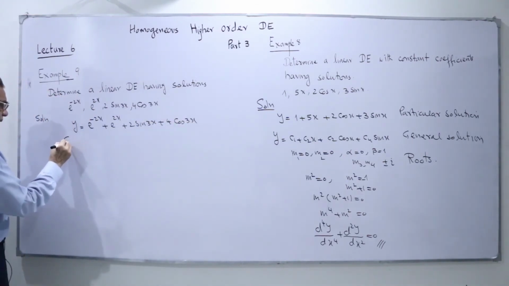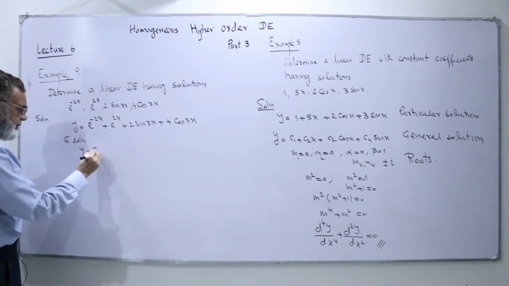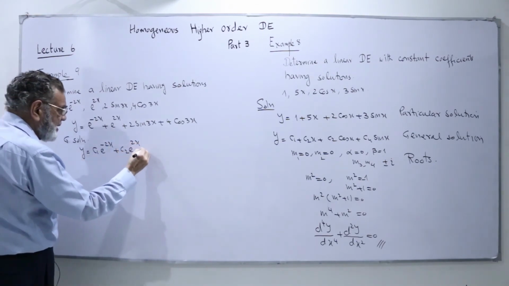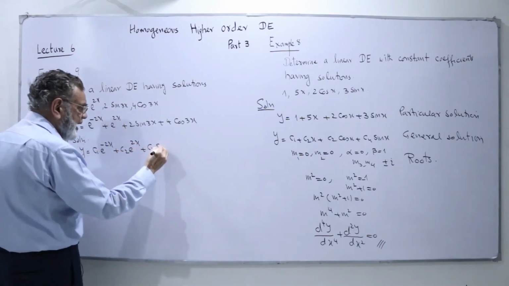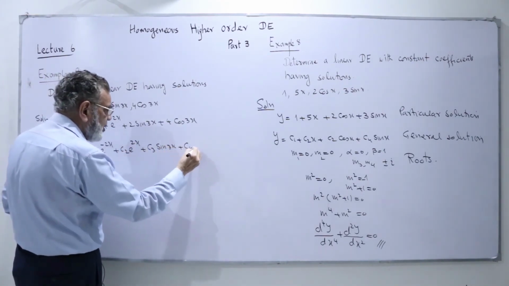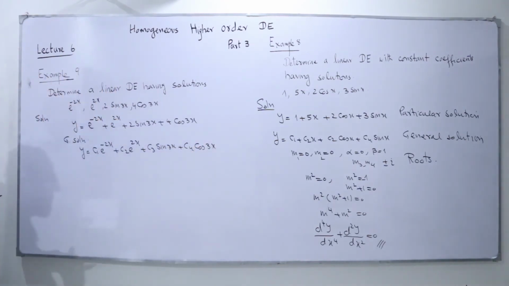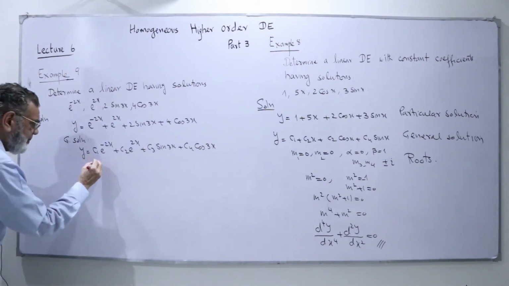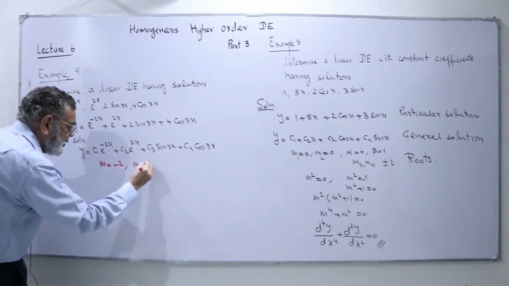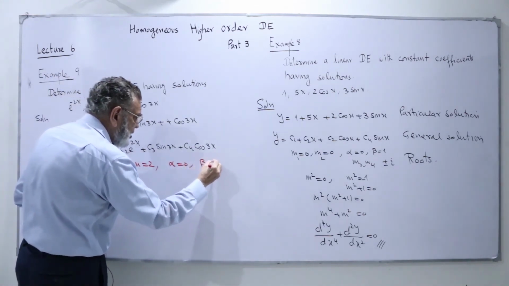Whereas the general solution, I write for the same one. We get y equal to c1 e to power minus 2x plus c2 e to power 2x plus c3 sine 3x plus c4 cosine 3x. Now we are in a position to find our roots. Our roots are here: m is equal to minus 2, here m is equal to 2, here alpha is equal to 0 and beta is equal to 3.